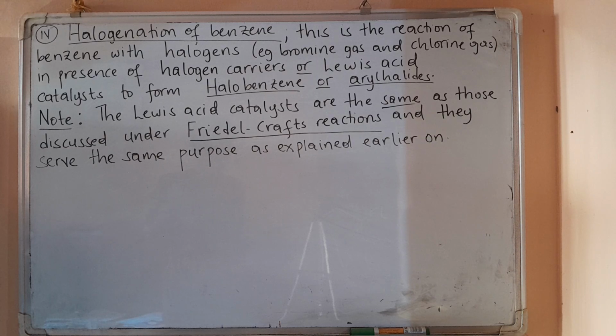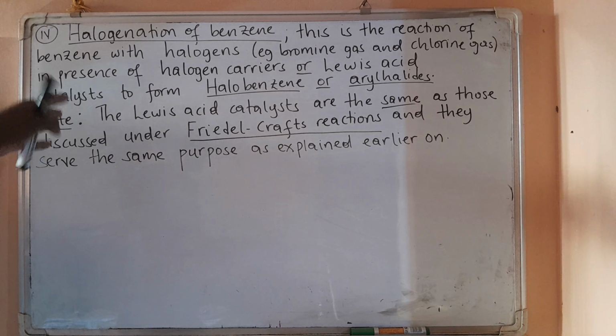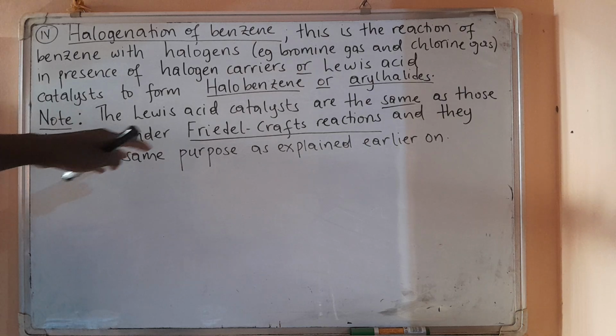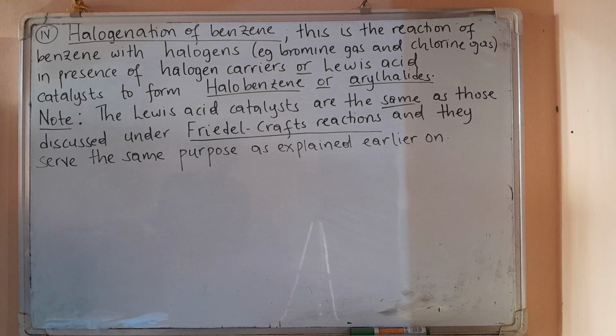They are catalysts or halogen carriers that are electron pair acceptors, and for that purpose they induce polarity of the bonds, resulting in formation of an electrophile. So now I can look at examples. Take note of this note. It is very important because they can ask you to identify the roles of the Lewis acid catalysts. That question is highly examinable. I have explained the roles of those acids in Roman 2 and Roman 3. Now I look at examples.